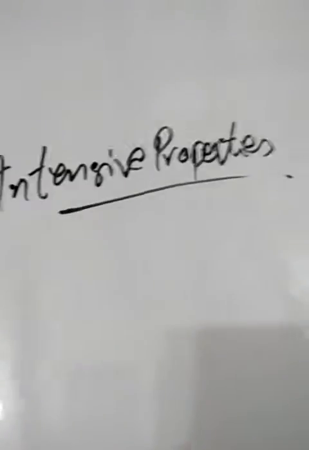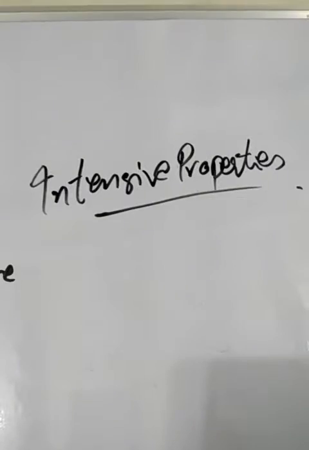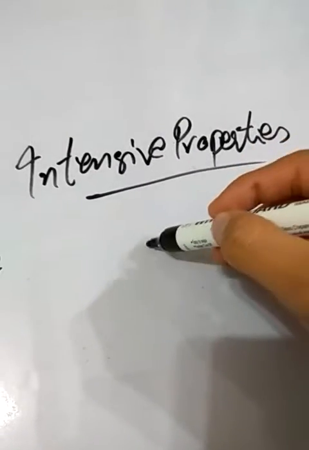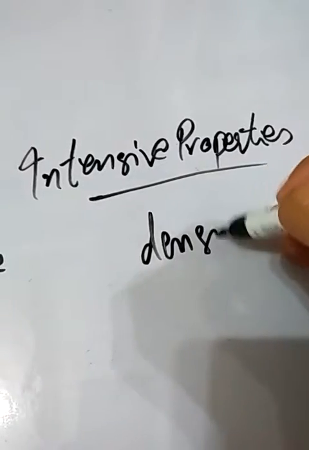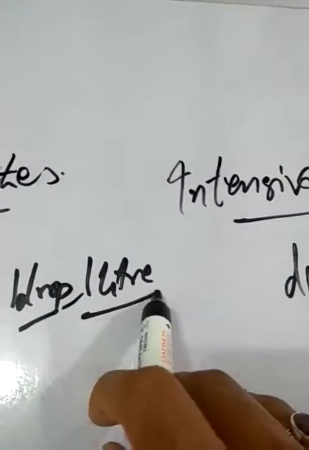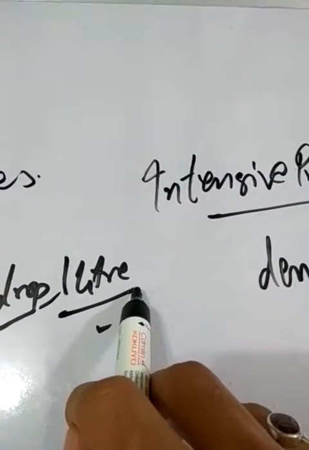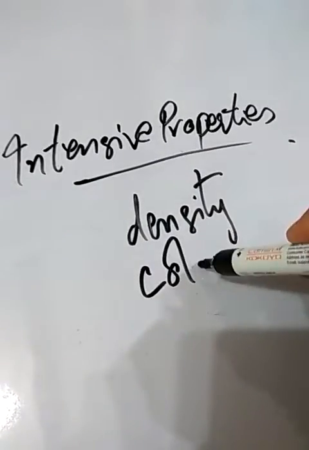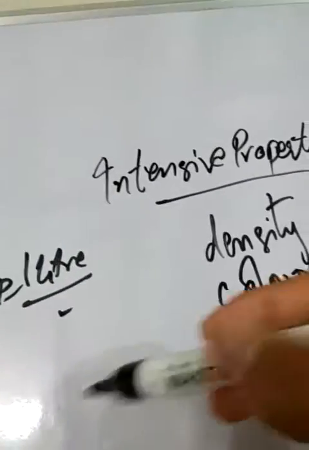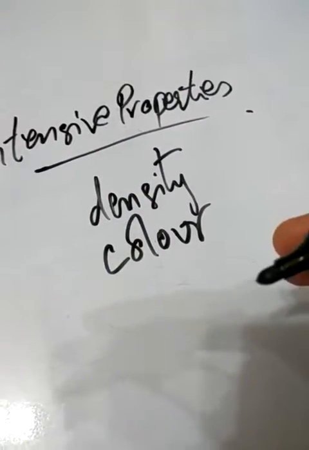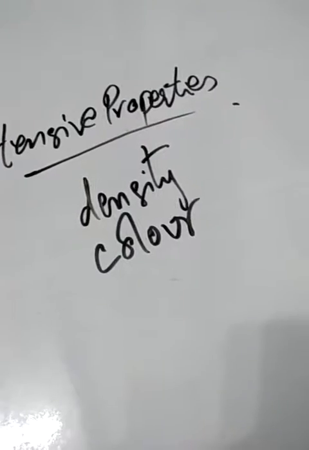And now the intensive ones, which do not depend whatsoever on the amount of substance, like density. There's 1 drop of water or 1 liter of water, the density is the same. The other is the color. The 1 drop of oil or the 1 liter of oil, the color is the same. So these are the intensive properties.